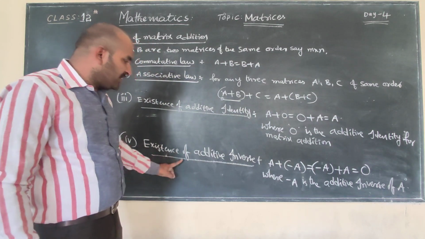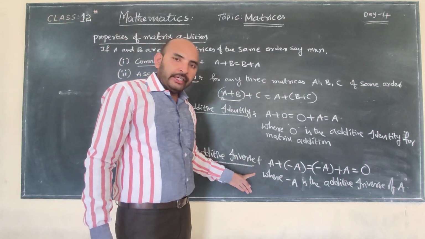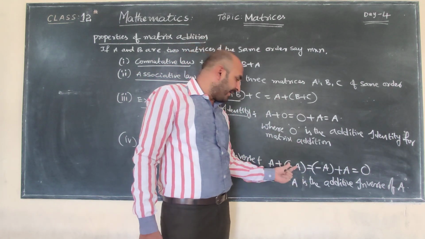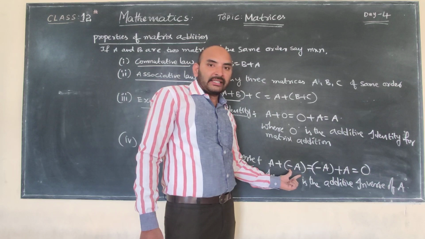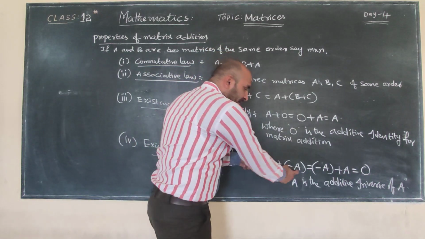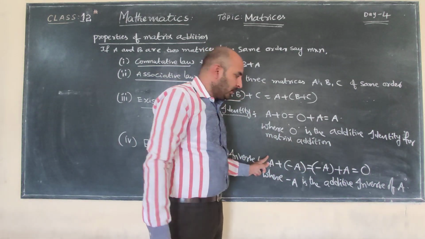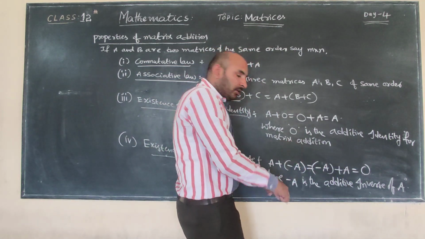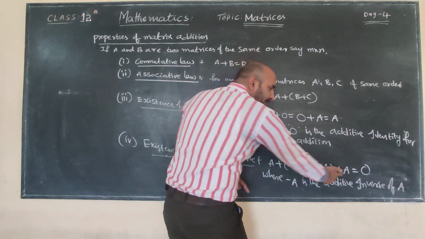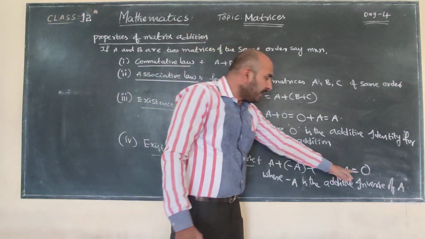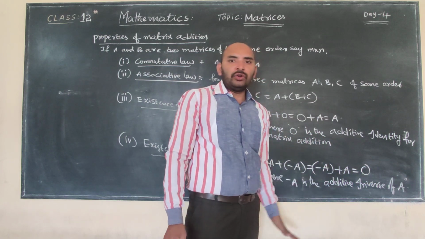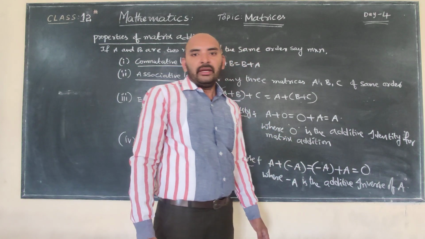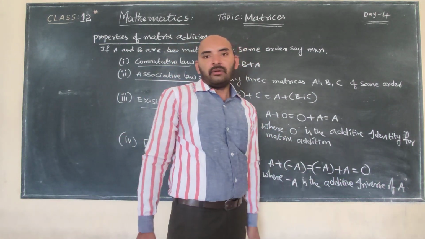Last condition, existence of additive inverse. A is one matrix, and there exists another matrix, the negative of the matrix, minus A. When adding these two matrices, plus A and minus A get cancelled, and you will get the null matrix. A plus minus A or minus A plus A. Adding these two matrices, you get the null matrix or zero matrix, where minus A is called the additive inverse of the given matrix, or the negative of matrix A.